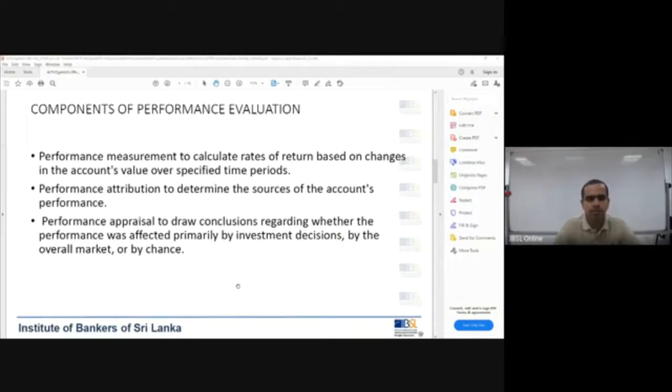Components of performance evaluation: performance measurement to calculate rates of return based on changes in the account's value over specified time periods. Performance attribution to determine the sources of the account's performance, right? How are you getting it right? Performance appraisal to draw conclusions regarding whether the performance was affected primarily by investment decisions, by the overall market, or by chance. So these are the things that you need to focus on.